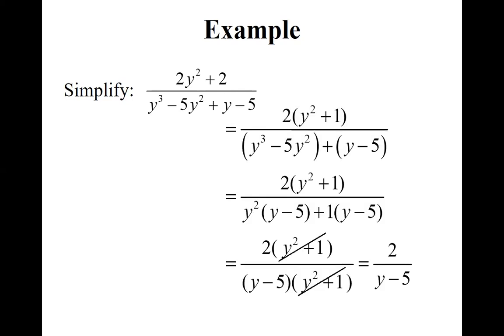On the bottom, we would factor by grouping. Group the first two, the y cubed minus 5y squared. Group the last two, the y minus 5. We can factor out a y squared from the first two, leaving us with y minus 5. We'd write in our plus 1 so that we don't miss that the leftover piece when we factor out the common y minus 5 is going to be y squared plus 1. That y squared plus 1 on the bottom cancels with the y squared plus 1 on top, leaving us with just 2 on the top and y minus 5 on the bottom.